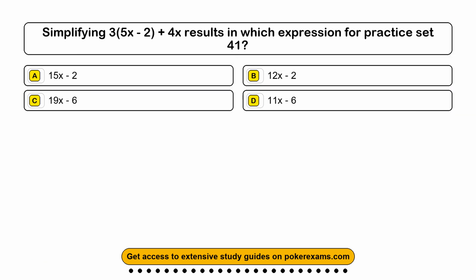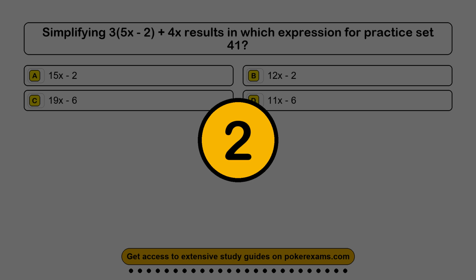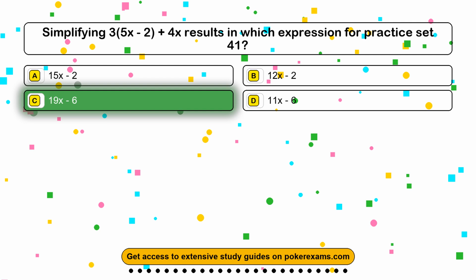Question 7. Simplifying 3(5x minus 2) plus 4x results in which expression for practice set 41? Option A 15x minus 2. Option B 12x minus 2. Option C 19x minus 6. Option D 11x minus 6. The correct answer is option C, 19x minus 6.